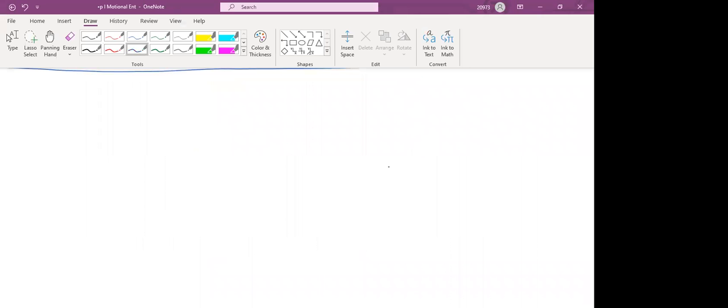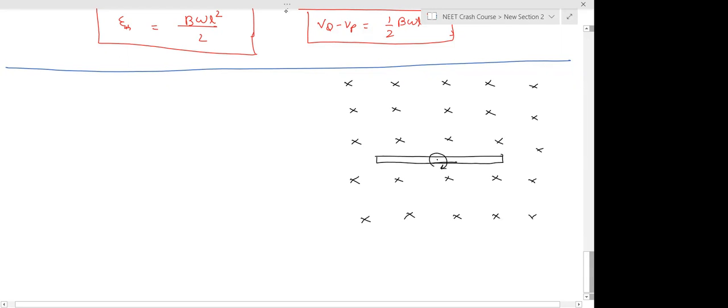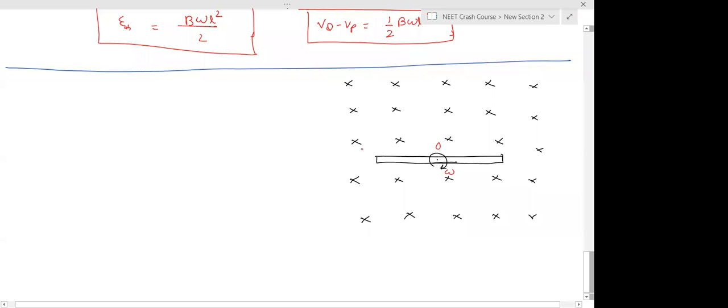So, suppose this rod rotates about an axis passing through the center. There will be two parts of the rod rotating in opposite directions. If the right side of the rod is going down, the left side of the rod is going up. So let's say this is O, one end is P, another end is Q. Now it is rotating about an axis passing perpendicularly through point O.